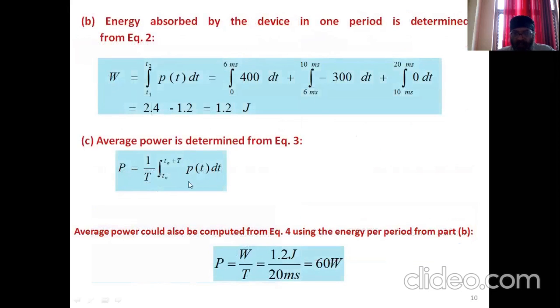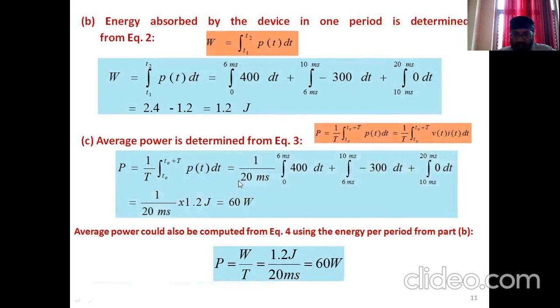And immediately we can find out the average power. One way of doing it is, this is the energy absorbed for the complete period from 0 to 20 milliseconds, 1.2 joules, divided by 20 milliseconds, which is the time period. So it is 60 watts. Another way of finding it is like this: 400 for 0 to 6 milliseconds. Now we just have to use this equation and then divide by 20 milliseconds, which is the time period, 1 by time period.